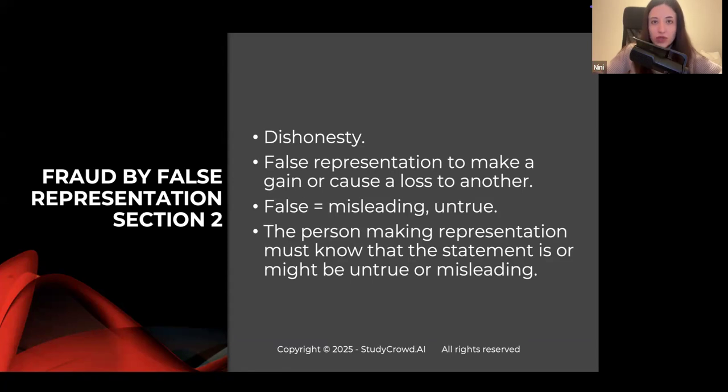False is also defined in the statute as misleading and untrue. The person making the representation must know that the statement is or might be untrue or misleading. Opinions cannot be fraud. So it must be a statement that was made knowingly, and the author of the statement knew or should have known that it was not true and it was misleading.